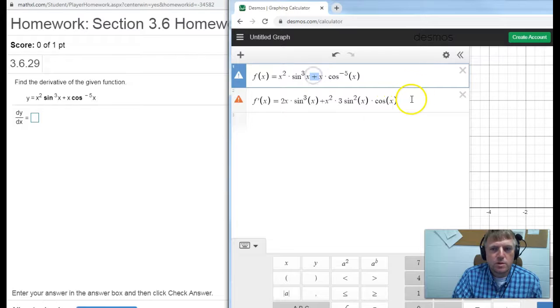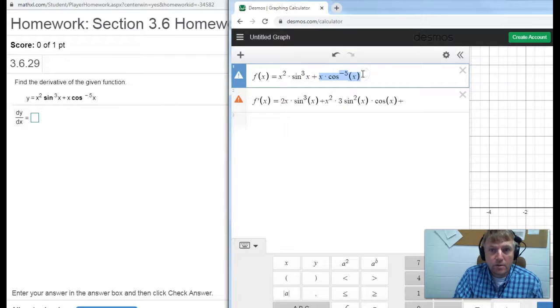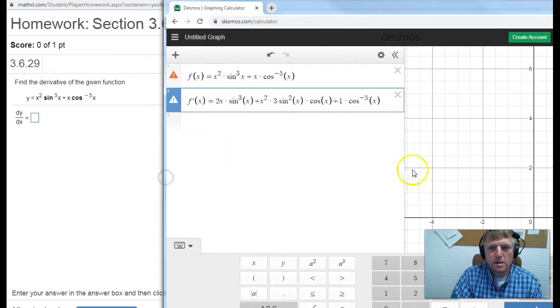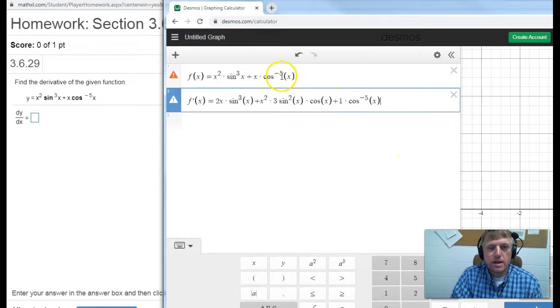Now we have the plus in between, so I'm going to put a plus there. And now I've got this thing to take the derivative of via the product rule. So take the derivative of this, leave the cosine to the negative fifth alone. So the derivative of x is just 1. All right, leave the cosine to the negative fifth alone. And then that's the derivative of that, leaving this alone. Now I add to that, leave the x alone, and take the derivative of cosine to the negative fifth.